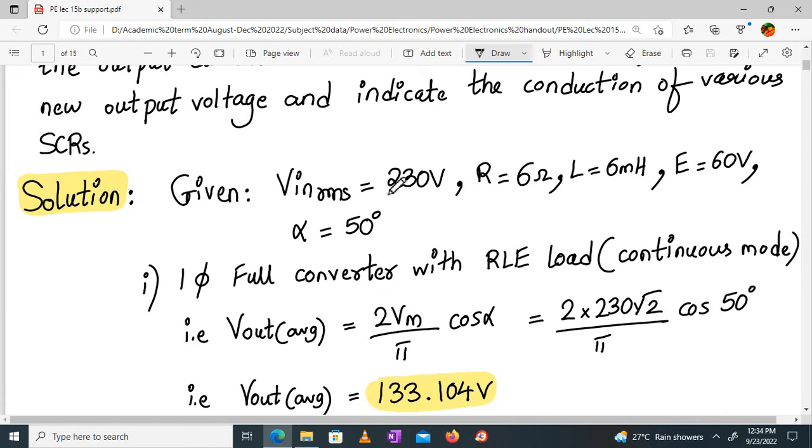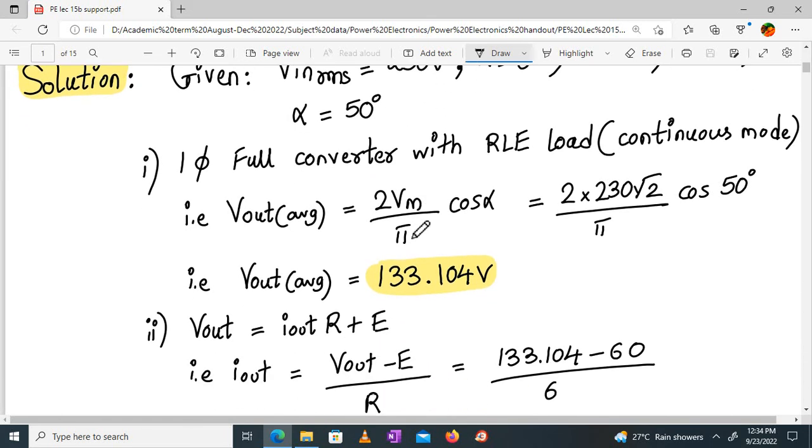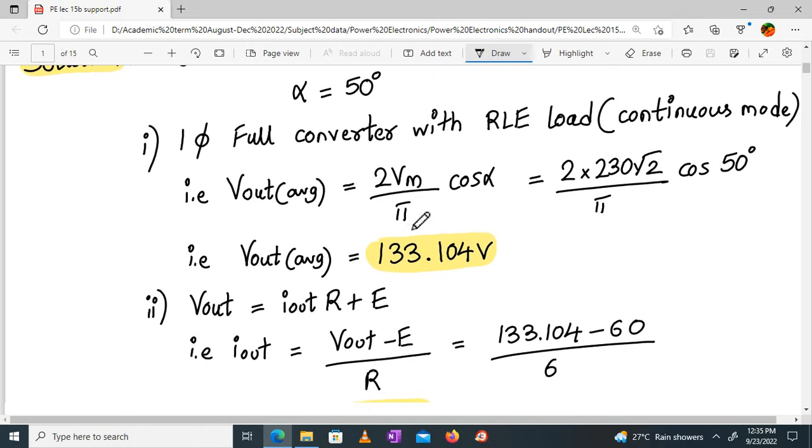तो क्या है? V in RMS is given, RLE is given, alpha is given. So what's the formula? V out average is 2 Vm by pi cos alpha. Full converter. Go and check it. This is the formula. V in RMS into root 2. So 2 root 2 into 230 divided by pi into cos 50. You'll get the value of average value of output voltage.